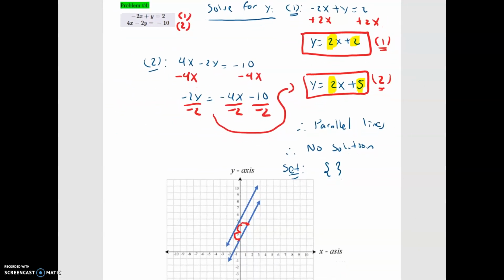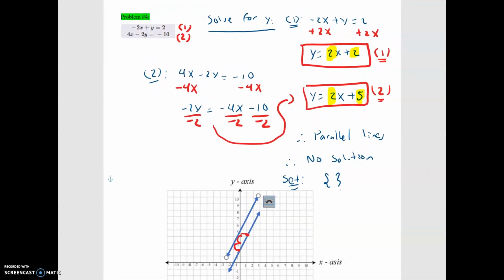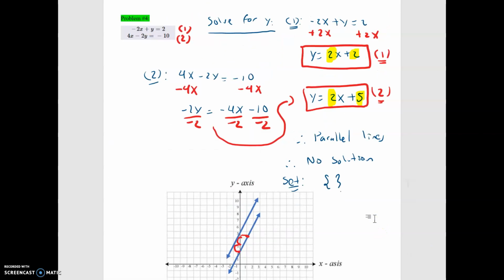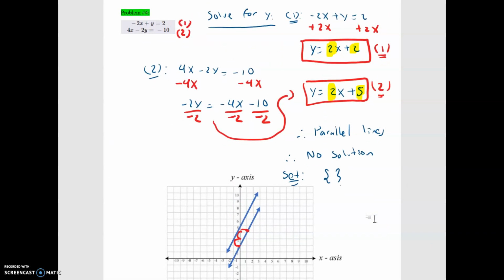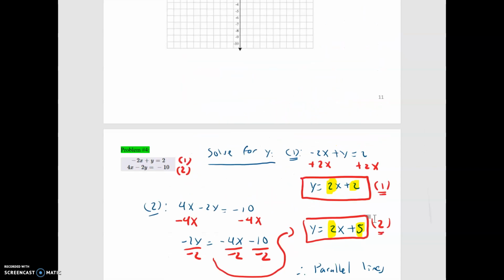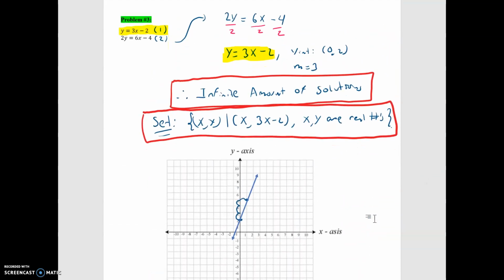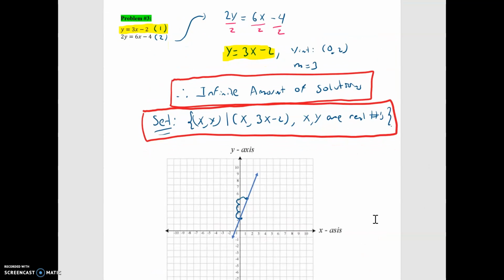I'm trying to fit the whole problem into one page. Okay, there we go. So at this point, we can conclude that problem 4 happens to be a no solution. We end up with parallel lines. And if we go back to problem 3, that was the case where they're giving us two equations that appear to be different, but they're the same. So infinite amount of solutions. That's actually it for these two problems.